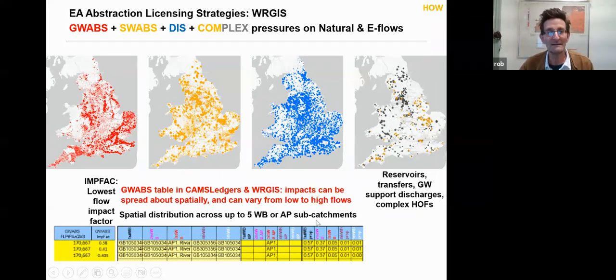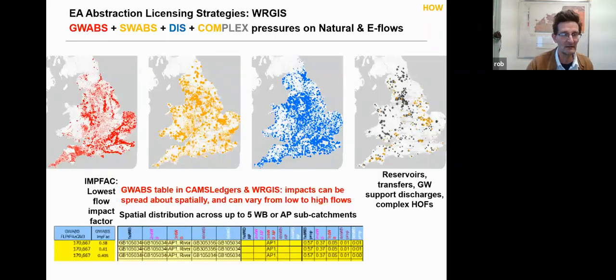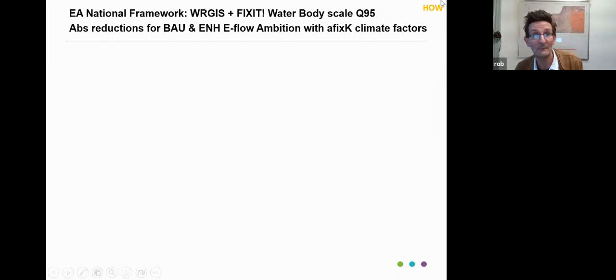Now, once you've got those things into a tool like the Water Resources GIS, what's happened recently is that the Environment Agency's just done the national framework stuff, which has been used to inform this round of water resource management planning. And the numbers that have been thrown out by the Environment Agency for the abstraction reductions required have come from the Water Resources GIS using a tool called FIXIT. And FIXIT effectively looks at the extent to which flows are below where you would like them to be. And it calculates the reductions in abstraction that you'd need to get to your targets.